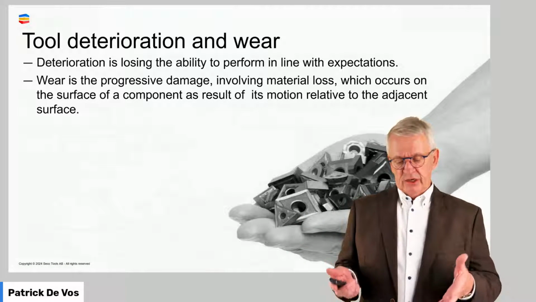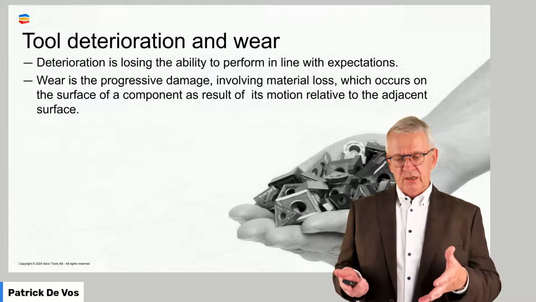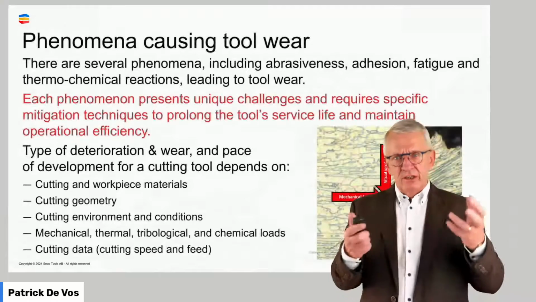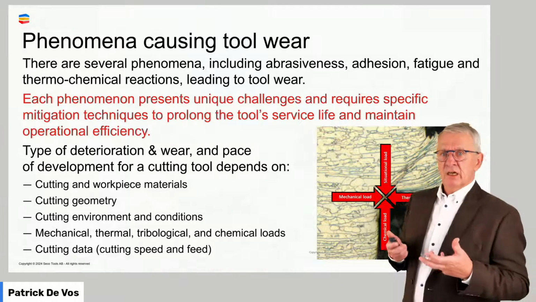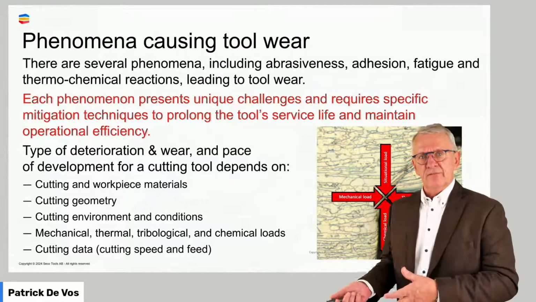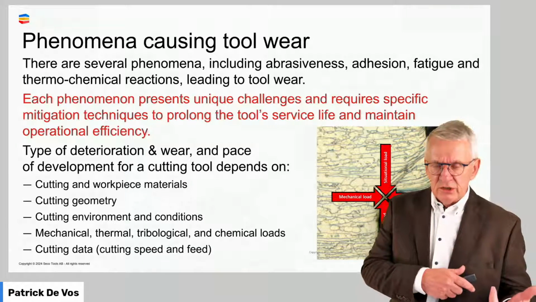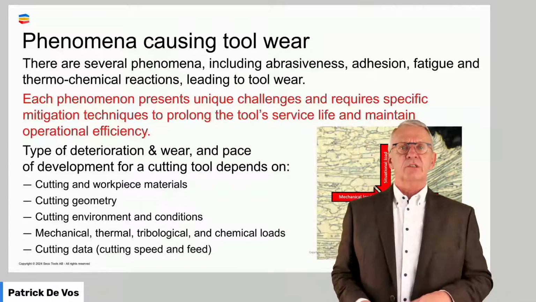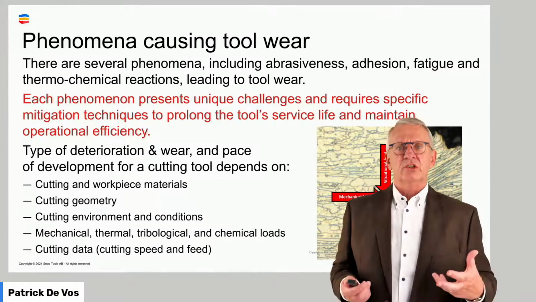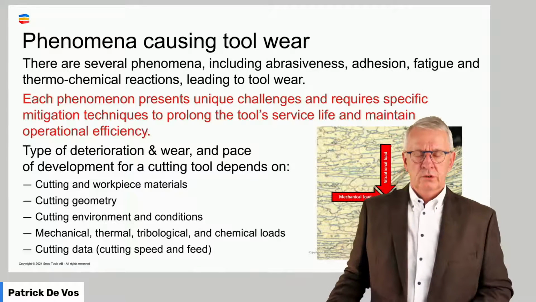Tool wear is a cutting edge in contact with workpiece material, and the two influence each other. There are all kind of physical things taking place there. You have abrasion, you have adhesion effect, you have fatigue effect, you have thermochemical reactions between the cutting edge and the workpiece material, and all of that is causing the cutting edge to wear out.